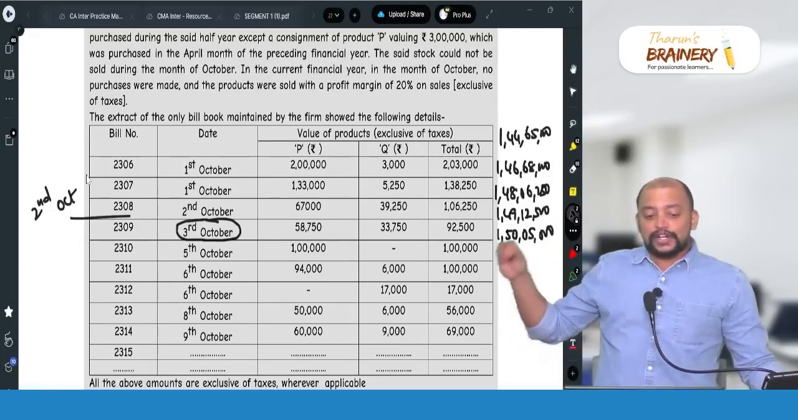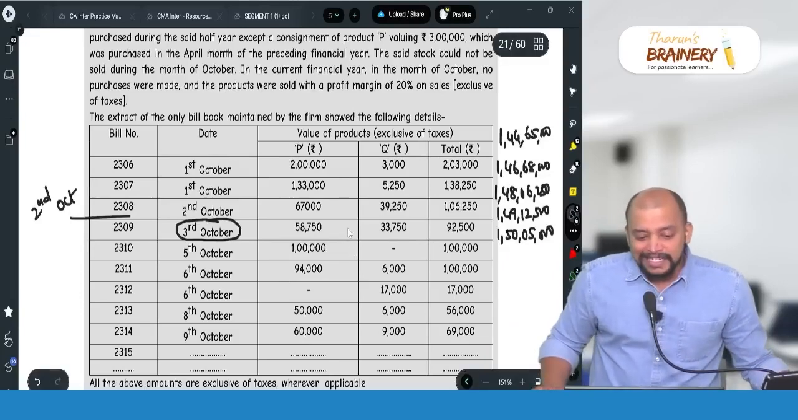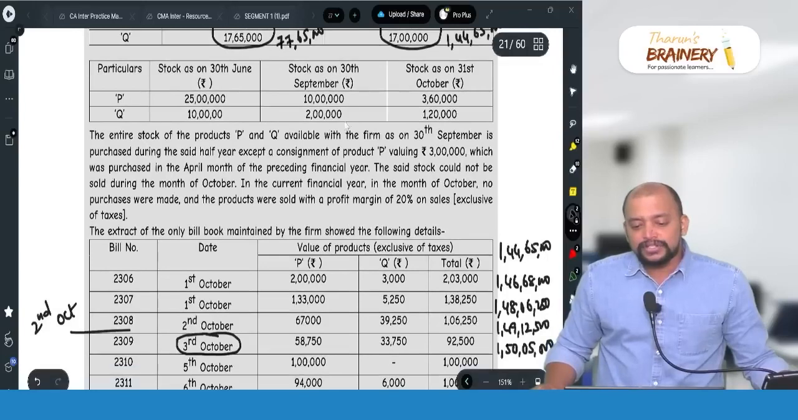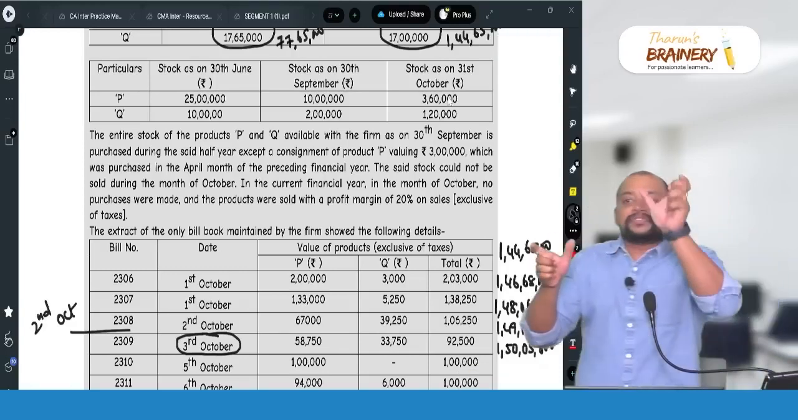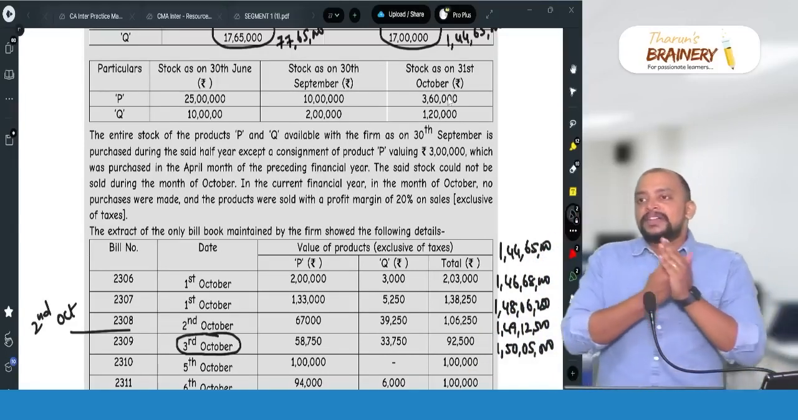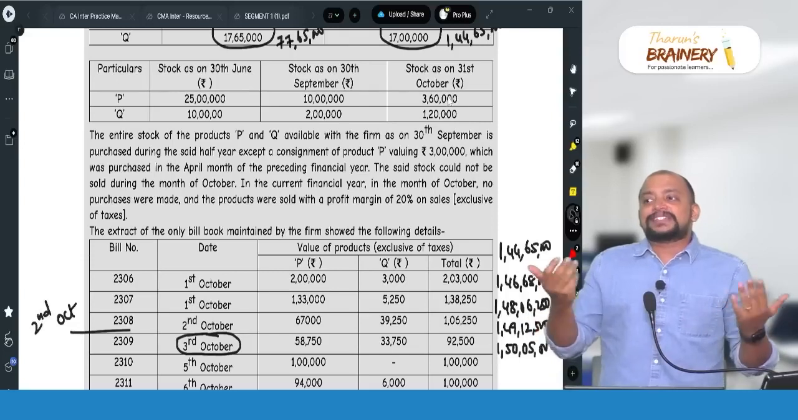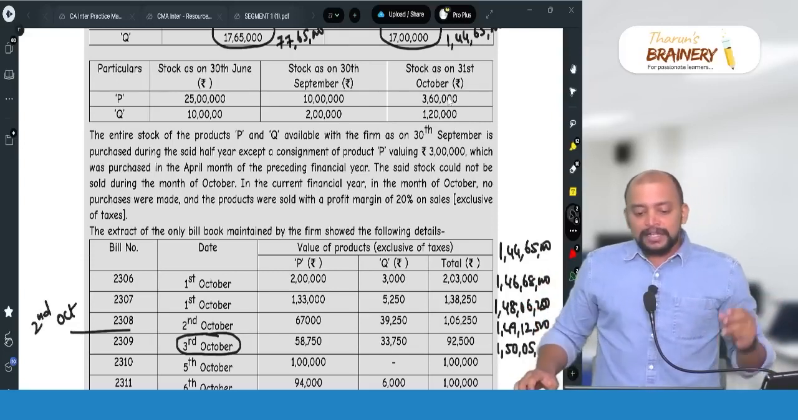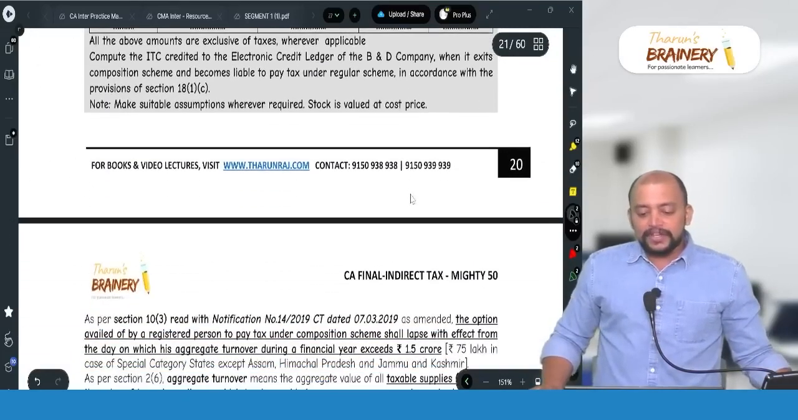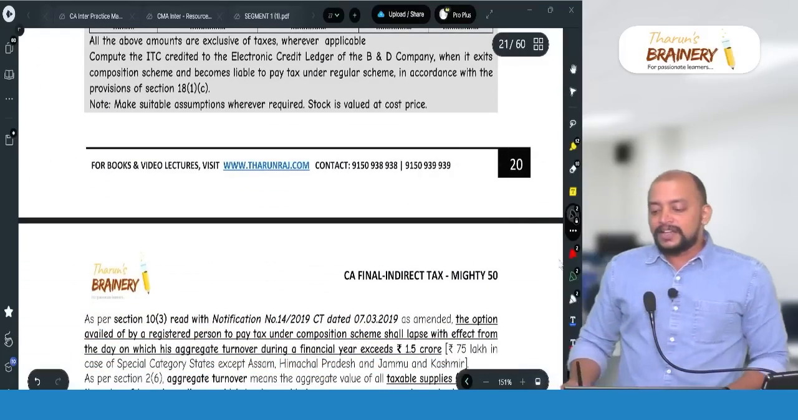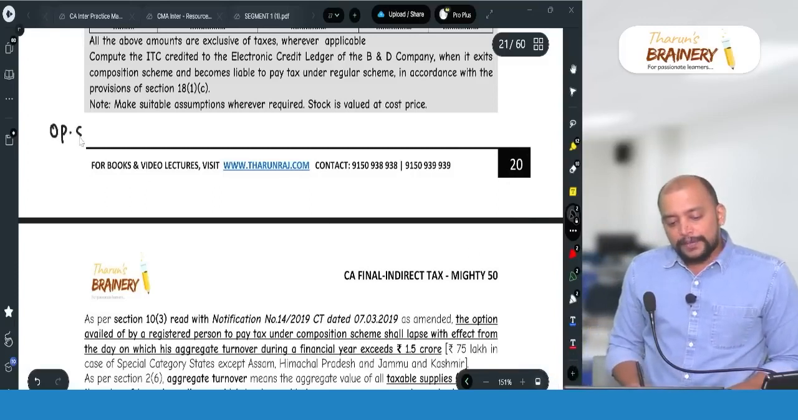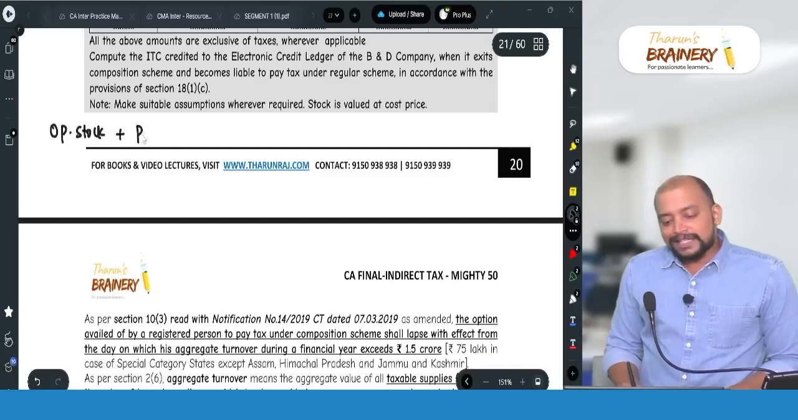Now we need, what is the closing stock as on 2nd October? For that, we need the stock information. We have the stock information as on 30th September and 31st October. Means in between these dates, we will have the stock as on 2nd October. Now, so which product we need to take? Only product P, because product Q is exempted. So definitely when purchasing also, there is no GST paid. Only product P. Now, how to get this? So for that, we would have learnt in foundation single entry one equation. Opening stock plus purchases minus closing stock is cost of goods sold.